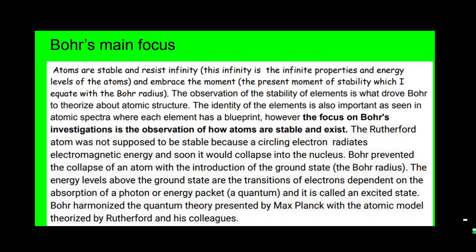The Rutherford atom was not supposed to be stable because a circling electron radiates electromagnetic radiation, and soon it will collapse into the nucleus. Bohr prevented this collapse with the introduction of the Bohr radius. The excited state of the atom is dependent on higher energy levels when the electrons absorb energy packets, known as quanta. Bohr harmonized the quantum theory presented by Max Planck and Albert Einstein with the theory presented by Rutherford about the atom.